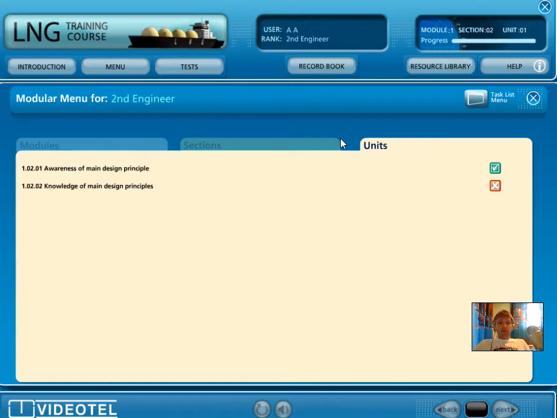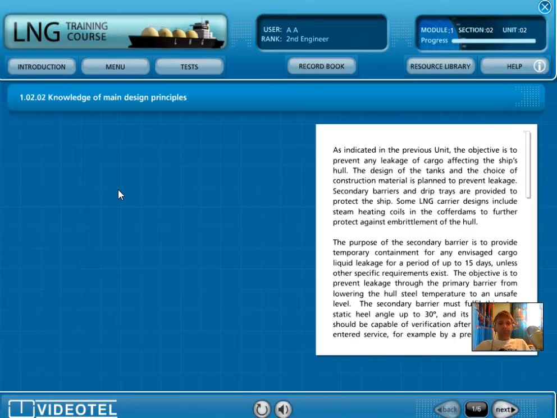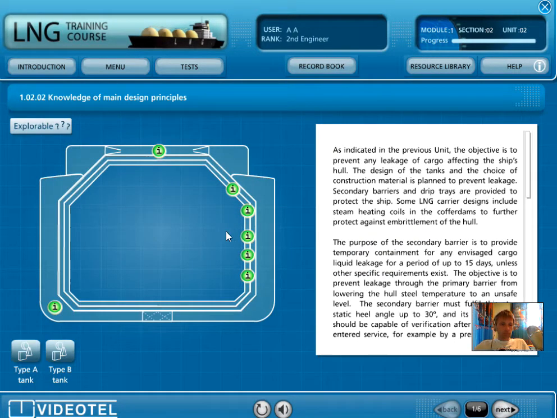So let's start here in this chapter, knowledge of main design principles. So let's go. As indicated in the previous unit, the objective is to prevent any leakage of cargo affecting the ship's hull. The design of the tanks and the choice of construction material is planned to prevent leakage. Secondary barriers and drip trays are provided to protect the ship.